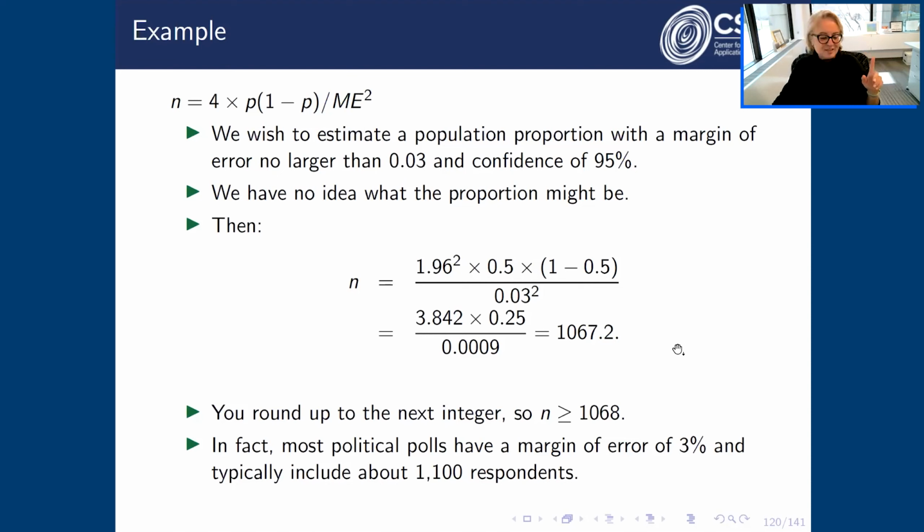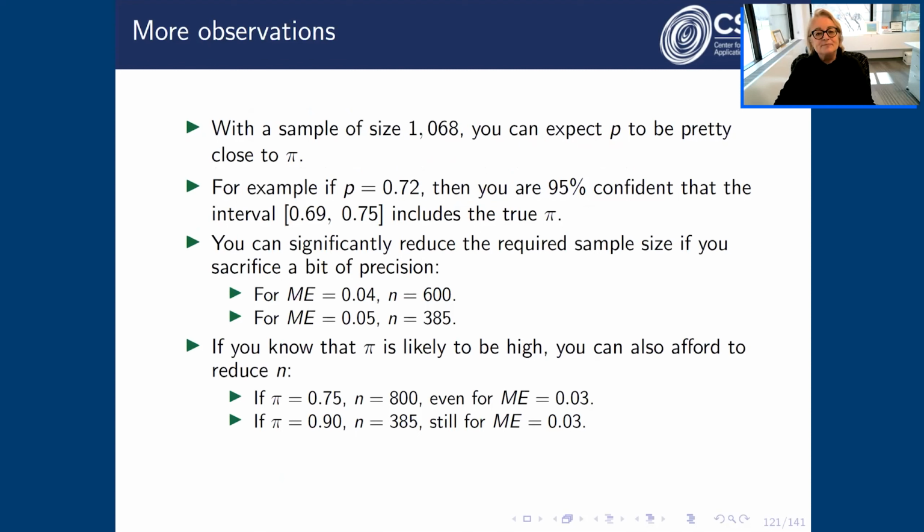I don't know how many of you pay attention to this, but if you think about all those political polls, when they tell you Biden's approval rate is blah, plus or minus 3%, that's what they're doing, right? And the sample is usually about 1,100 respondents. If you wonder why 1,100 respondents, it's because those people are doing this calculation. And so that's how they know how many respondents they have to contact.